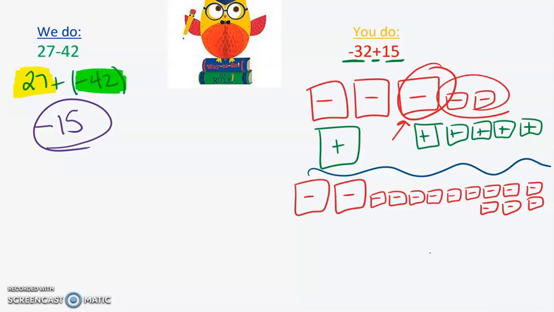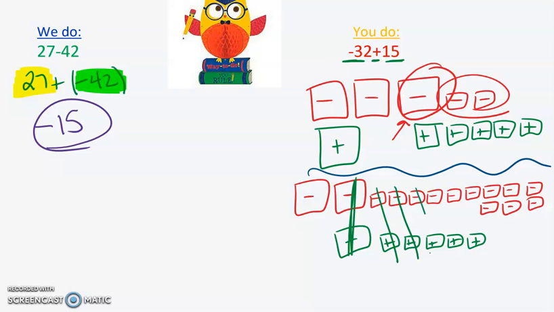All right, so this is still negative 32. And let's draw my greens. So now I have one big one for the positive 10, and then 1, 2, 3, 4, 5 small ones. So let's do our 0 pairs again. So I'm going to cross out those. That's a 0 pair, 0 pair, 0 pair, 0 pair, 0 pair. Now let's see what's left.